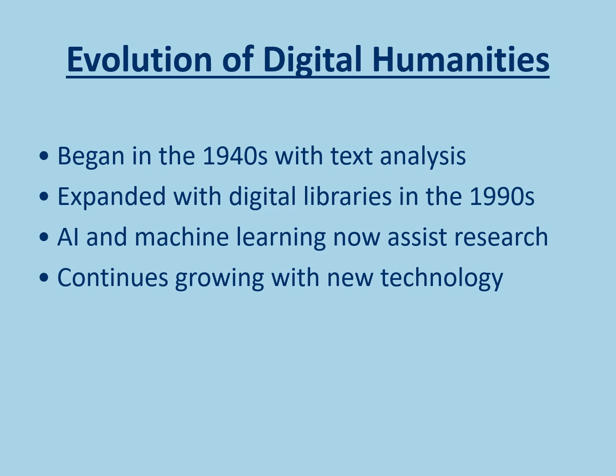Next we have the evolution of digital humanities. This began in the 1940s with text analysis. In the early stages we have humanities computing and the development of text encoding initiatives. With the rise of the internet and digital archives in the 1990s to 2000s, and now at present AI, machine learning and big data from 2010 to the present. This expanded with the digital libraries in the 1990s. AI and machine learning now assist research. This continues growing with new technology like ChatGPT, virtual reality and augmented reality.